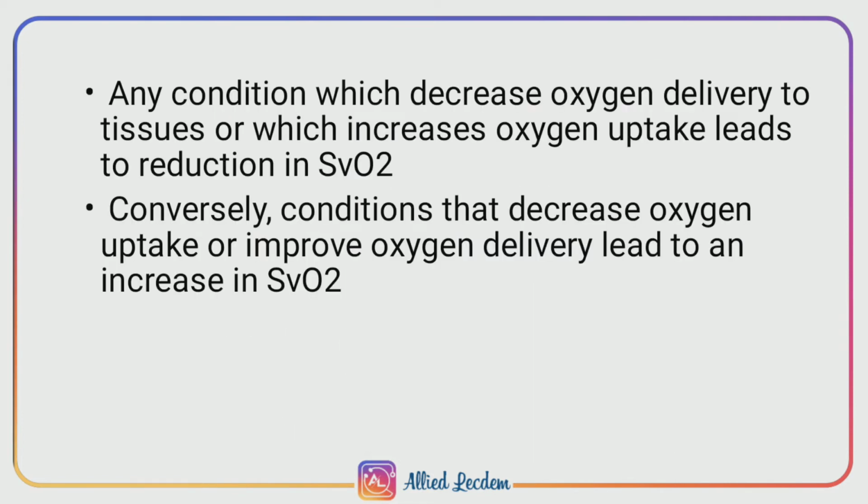Any condition which decreases oxygen delivery to the tissues like hypoxia, cardiac failure, shock, anemia, or which increases oxygen uptake like pain, shivering, hypothermia leads to reduction in SvO2. Conversely, conditions that decrease oxygen uptake like sedation, anesthesia, hypothermia, cyanide toxicity, or improve oxygen delivery like oxygen therapy, inotropic support, blood transfusion lead to an increase in SvO2.